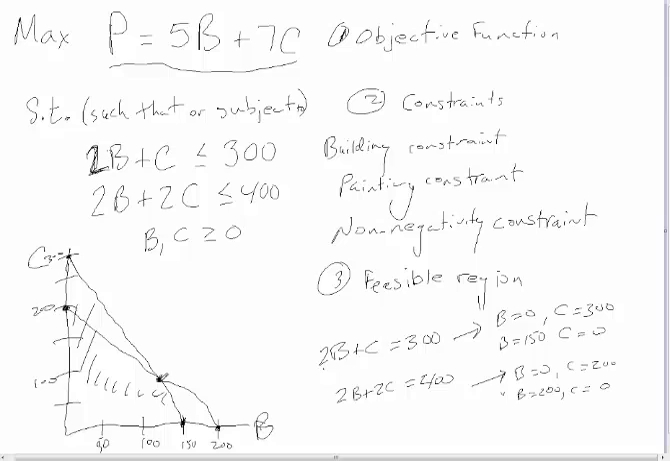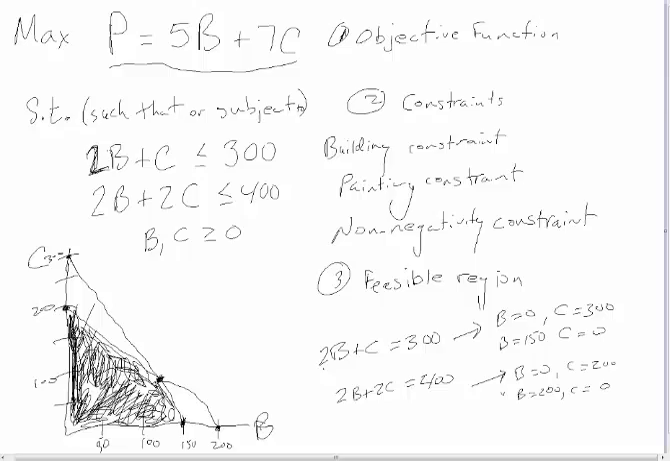All right. And the feasible region for this line is down here again. So our feasible region is anything in here. And with the non-negativity constraint, we're saying B is positive and C is positive. So in here is our feasible region.